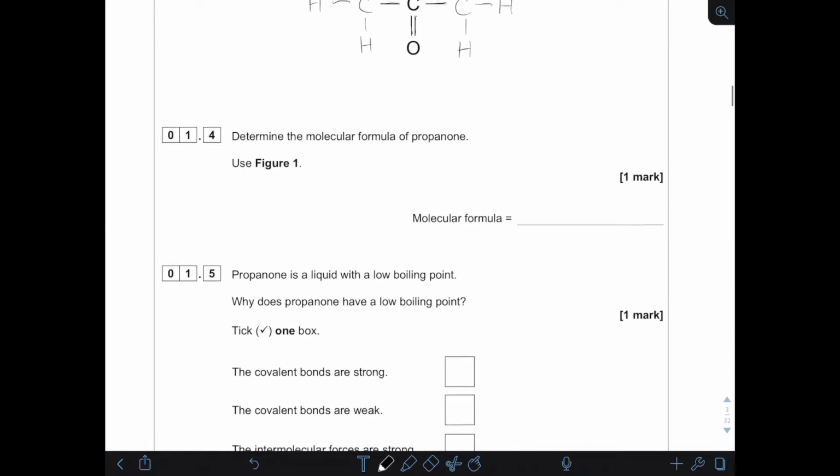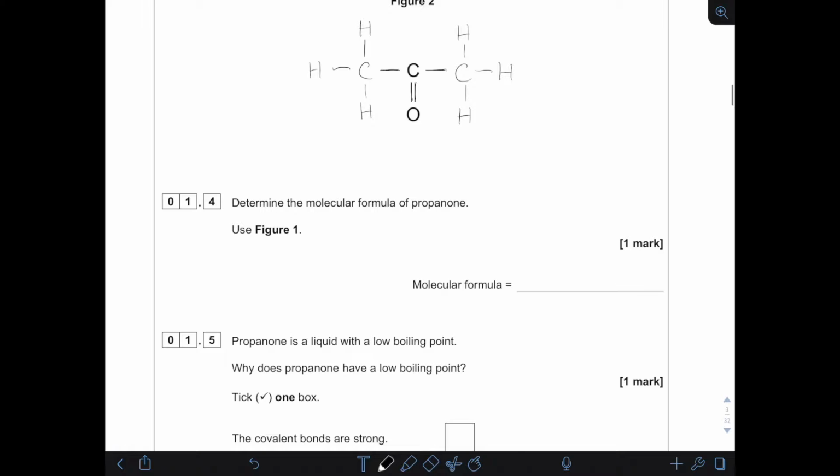1.4, determine the molecular formula of propanone, which is acetone again. So we just essentially count, right? We start with the number of carbons, we have 3, so C3. Number of O's, there's 1, so O1, 1 doesn't need to be written out. And then hydrogen, we have 6, so H6, and that would be fine. You can do C3H6O, you can do H6C3O, you can do OH6C3. All of those are fine, it doesn't actually matter all that much.